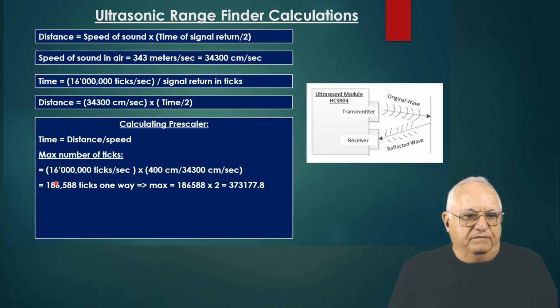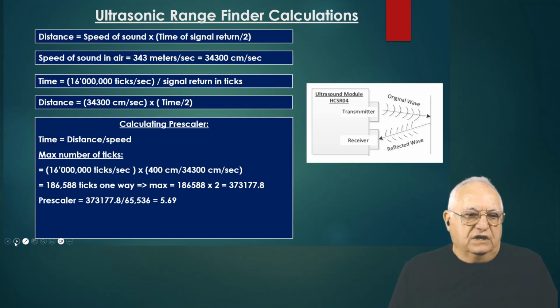So that would give me a maximum of 186,588 ticks. But that's just for one way. So we're going to need to place a 373,177.8 ticks. That's how big the number can be.